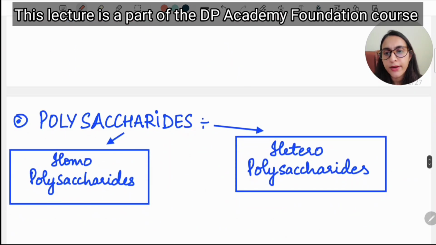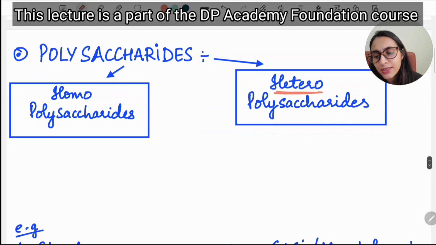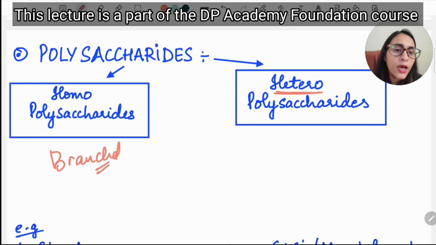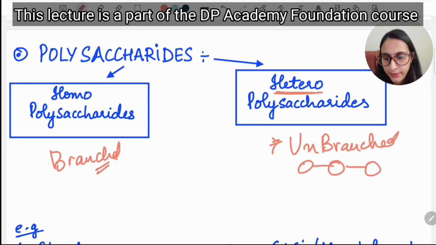Now coming to polysaccharides. As the name suggests, they contain many carbohydrate units. If a polysaccharide is made up of the same carbohydrate unit, it is known as a homopolysaccharide, and if it is made up of different carbohydrate units, it is known as a heteropolysaccharide. Homo means same, hetero means different. Homopolysaccharides are made up of the same carbohydrate unit and are mostly branched, while heteropolysaccharides, made up of different carbohydrate units, are unbranched. Unbranched means linear. Mostly the heteropolysaccharides are linear.